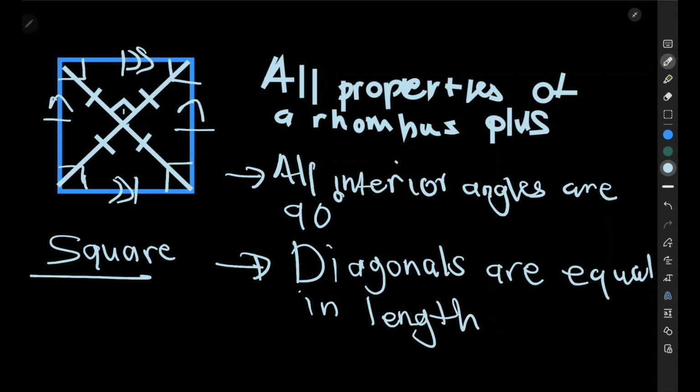So it has all the properties of a rhombus. If you don't remember all the properties of a square, you just have to think of all the properties of a rhombus, and then you just have to add that all interior angles are 90 degrees and the diagonals are equal. Okay, so those are all the properties of a square.